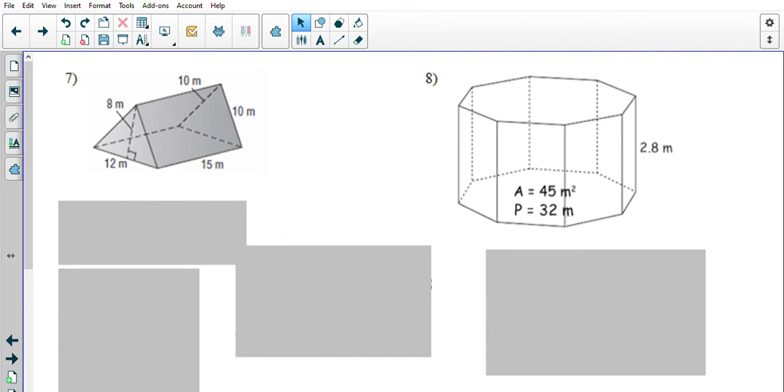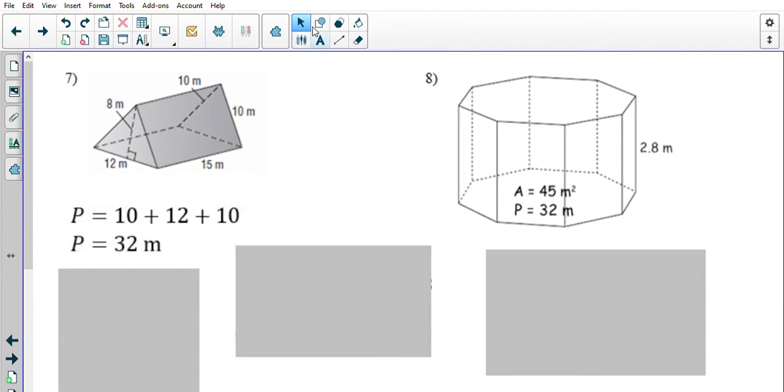All right, let's start by finding the perimeter of the base. So our bases are the two triangles. Our dimensions are going to be 10, 10, and 12. I'll highlight my bases here. So we've got 10, 10, and then 12. 10 plus 12 plus 10 in any order is 32 meters.